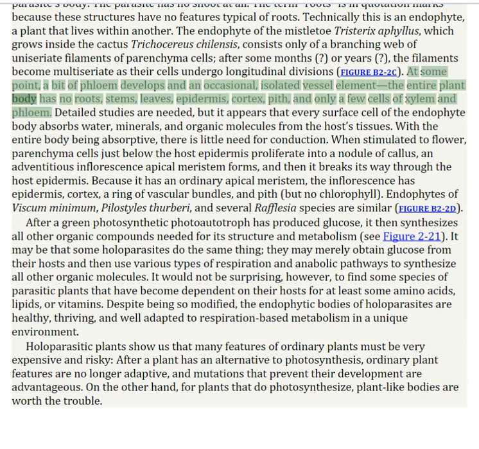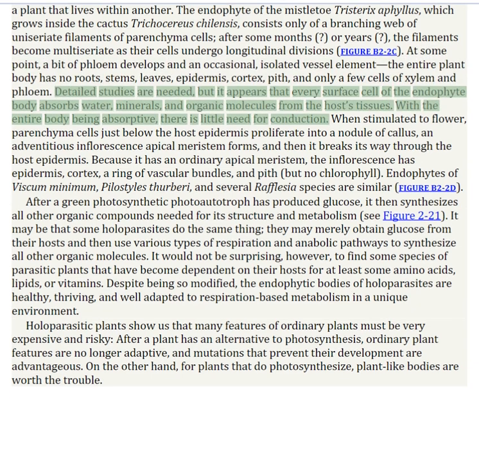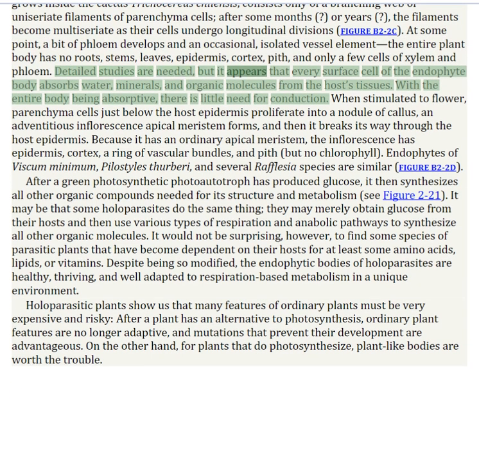The entire plant body has no roots, stems, leaves, epidermis, cortex, pith, and only a few cells of xylem and phloem. Detailed studies are needed, but it appears that every surface cell of the endophyte body absorbs water, minerals, and organic molecules from the host's tissues. With the entire body being absorptive, there is little need for conduction.